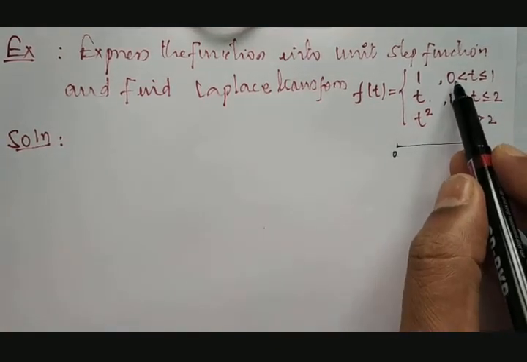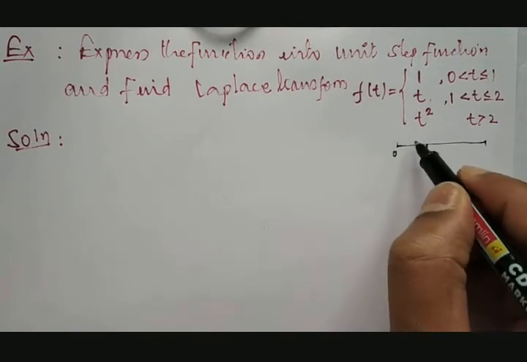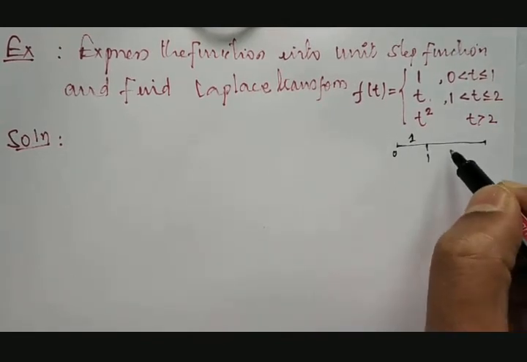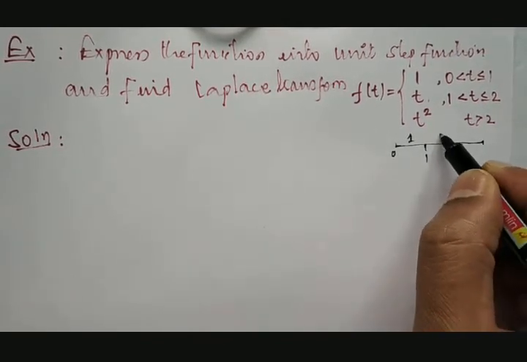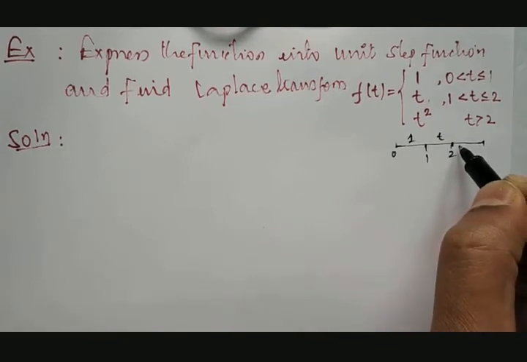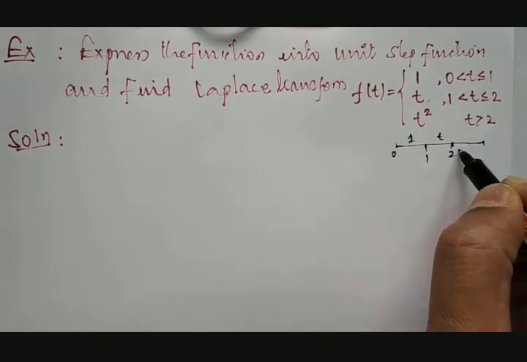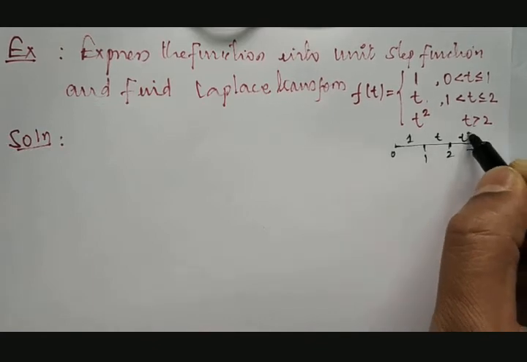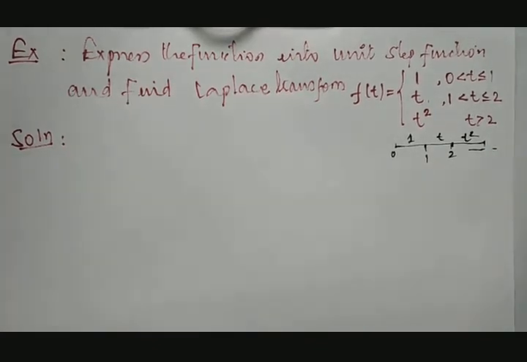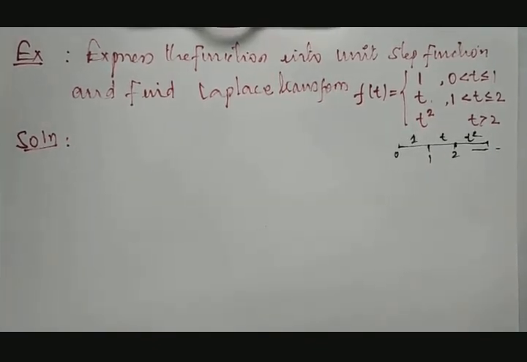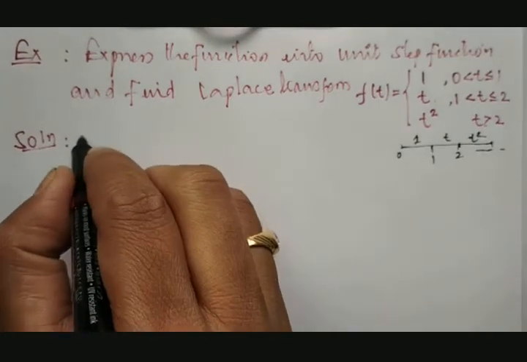If you see, it is 0 to 1. Between 0 to 1, the functional value will be 1. From 1 to 2, the functional value will be t. Then more than 2, wherever it is, it will be t square. That will become fixed. That is t square.